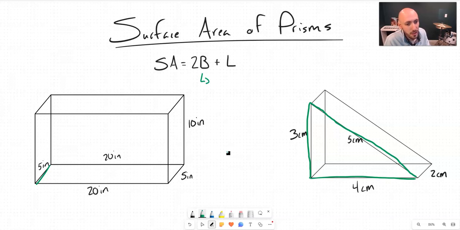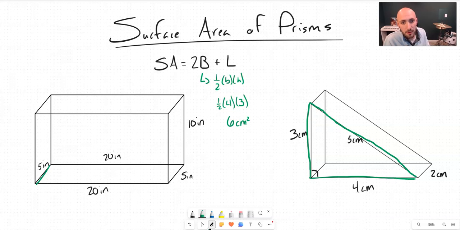And to do that, to find the area of a triangle, we do 1/2 the triangle's base times its height. And its base is 4 and its height is 3. So we'll assume this is a right triangle. So its base is 4 and its height is 3. So we do 1/2 4 times 3. Well, 4 times 3 is 12, and 1/2 of 12 is 6. So the area of our triangle is 6 square centimeters.